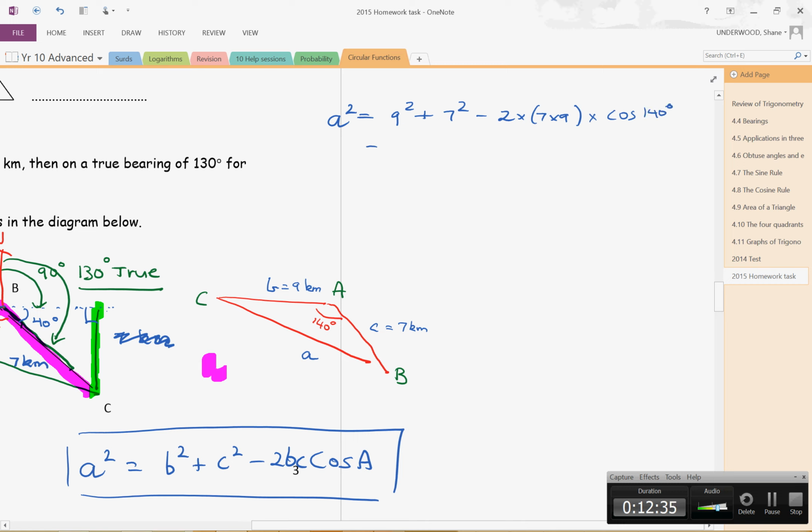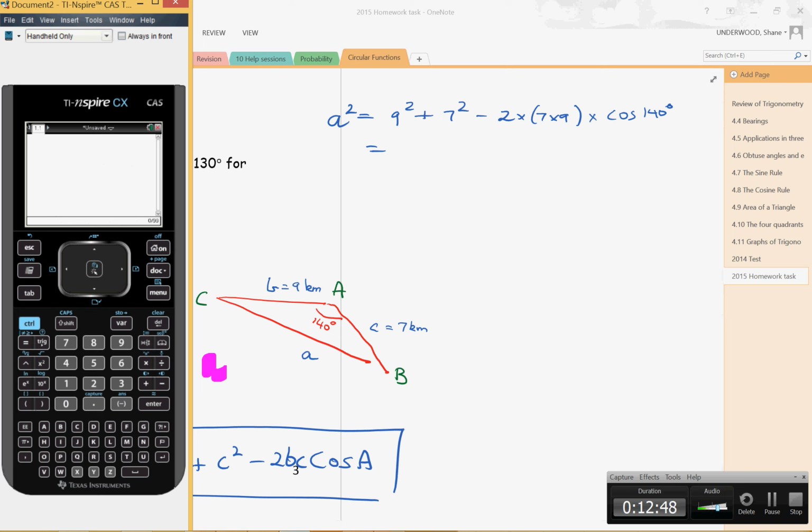Now, what did you get when you added those up? What did you get? What is a squared? What did you work it out to be? I'm not sure. Do I have to do this myself? I got 227.12. Okay, let's just check out what we've got.